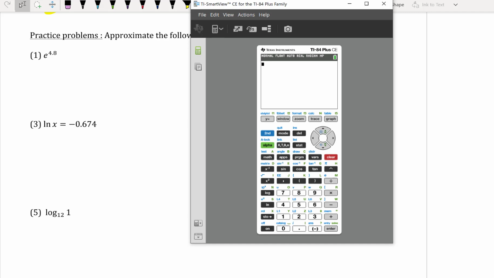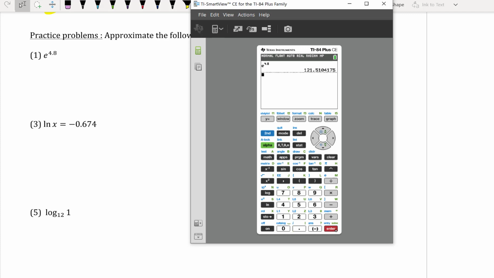So now that I have my calculator up, we are going to calculate 1, 3, and 5, and then we'll do 2 and 4. So if I have this graphing calculator, I'm going to look up e. Notice how it's blue. It's here and it's right above the ln. So I'm going to go to second ln. So now I have my e to the 4.8 power.